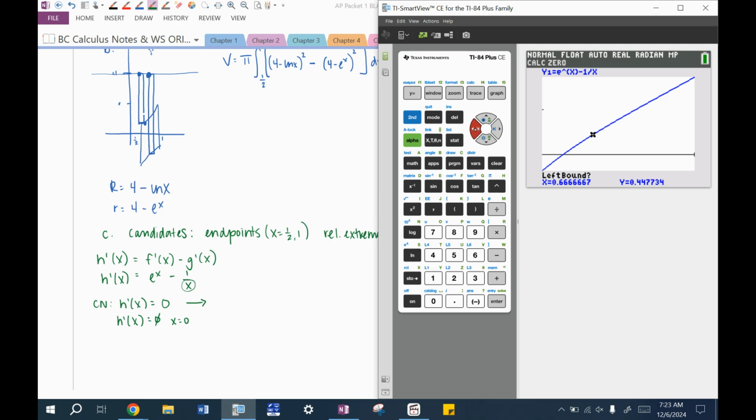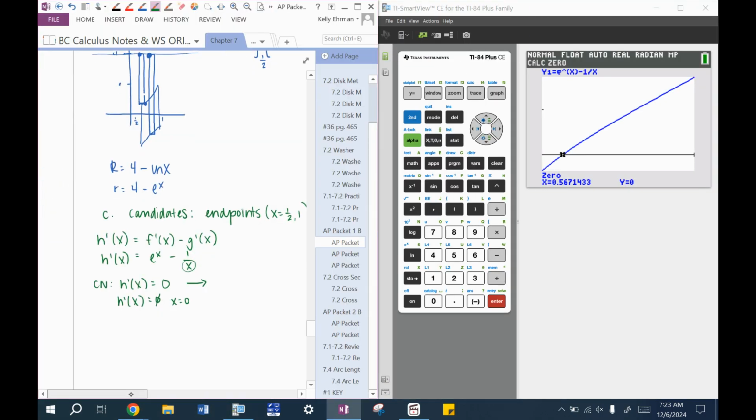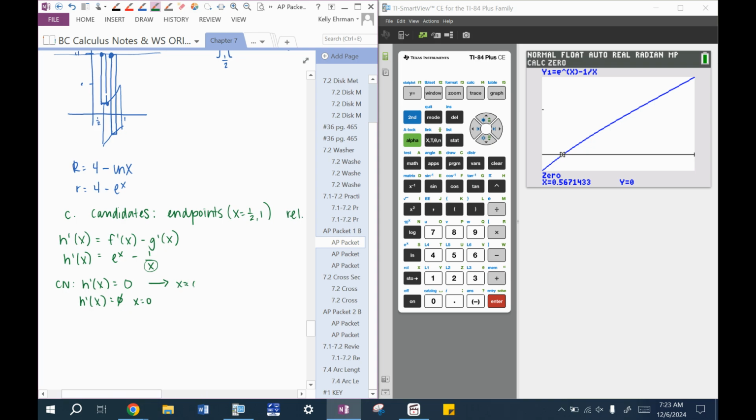Another way to find the 0 is to graph the line y equals 0 and find the intersection. But if I'm choosing the zero option, I've got to get my cursor to the left of the 0, press enter, and to the right, and press enter, and have it guess. Let's write down this whole thing. So split screen here. This is when x is about 0.5671433.